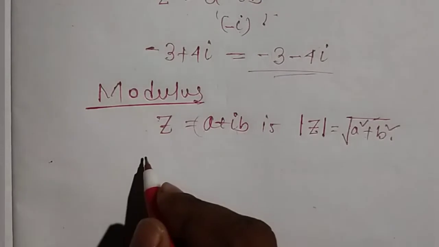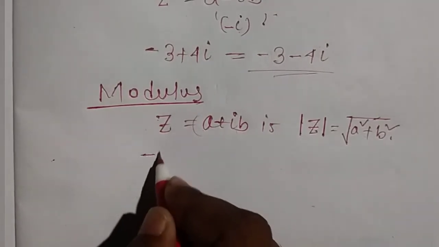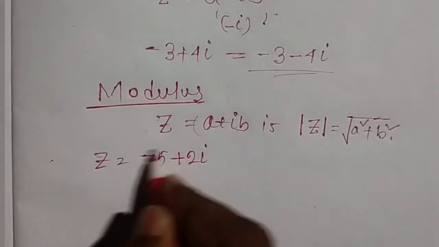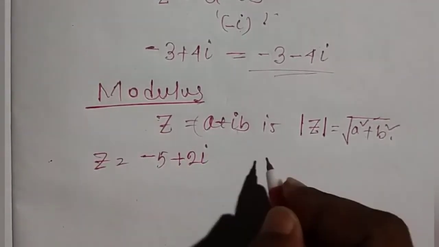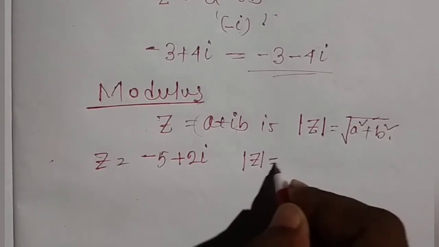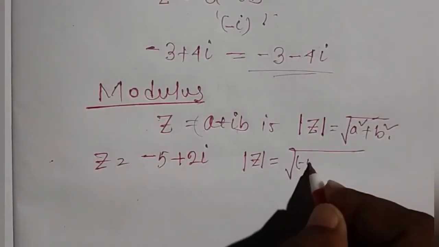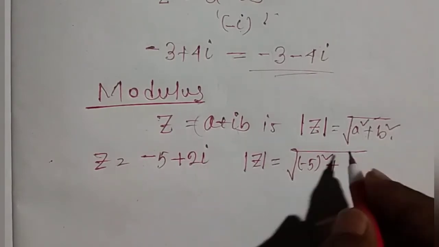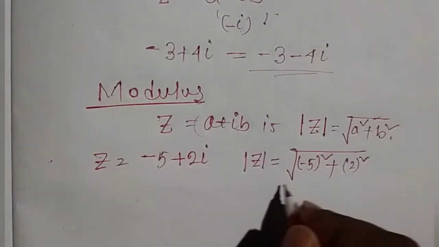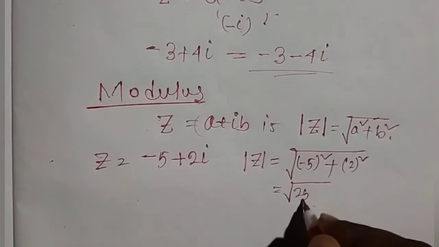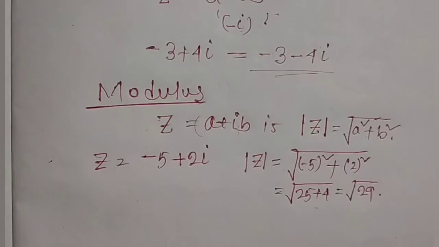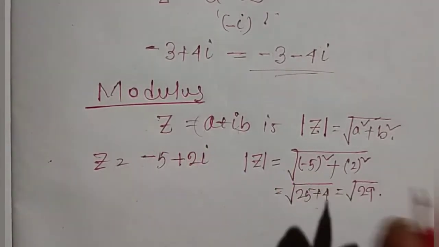Now take an example. If I write here minus 5 plus 2i, what is the modulus of this complex number? So write here mod z, and mod z is equal to root of minus 5 square plus, here the coefficient of the imaginary part is 2, so 2 square, that means 25 plus 4, and it's equal to root 29. Understood, everyone? Now you can solve all the modulus problems.